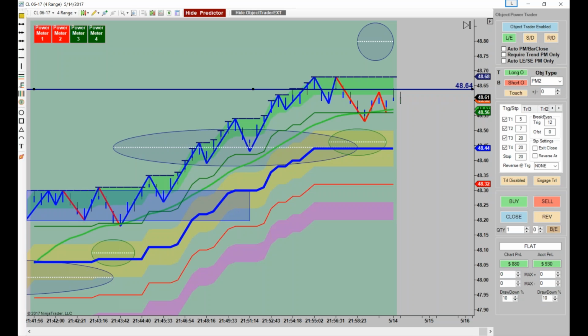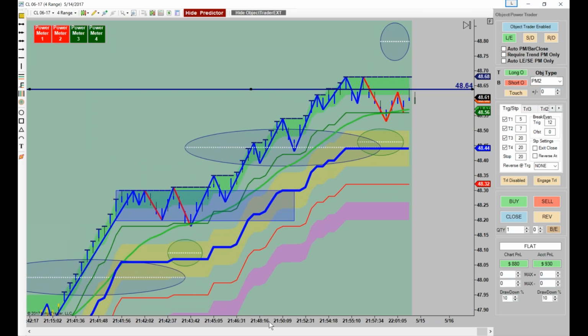This is about 10 o'clock at night on the 14th, by the way, if you happen to have been trading last night. I don't trade these on Sunday nights. I got more important things to do.